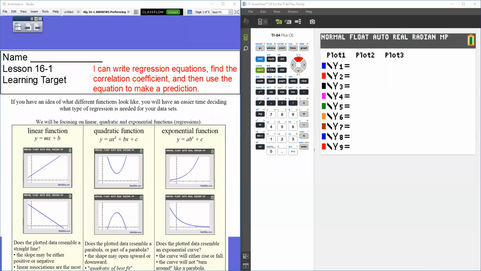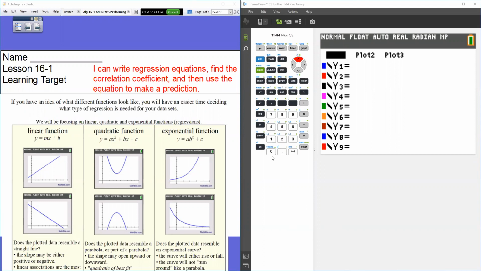This is a lesson for 16-1. What you're doing today are three different types of regressions. You're doing linear regressions, quadratic regressions, and exponential regressions. We have done some of this stuff before, so some of it will sound very familiar.